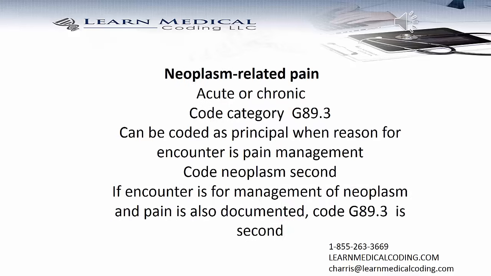Neoplasm-related pain, acute or chronic, you will code from this category G89.3 when the patient comes in and the patient states that the patient is experiencing pain due to a neoplasm. The physician has to document this information. If their encounter is for pain management, you would code for the neoplasm-related pain first, followed by a code for the neoplasm. If the reason for the encounter is for the neoplasm and the patient just so happened to be having neoplasm-related pain, the neoplasm will go first, the pain code will go second.